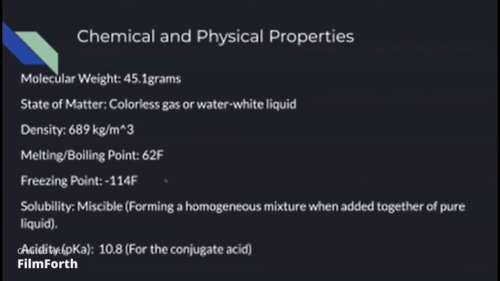And since the other valence electron, depending on what it is combined with, it can act together on this electron pair to form either a mixture, just depending on what it is added with, and when it forms a homogeneous mixture together, it is that of a pure liquid. So the acidity of ethylamine in pKa is 10.8, which is for the conjugate acid of ethylamine.